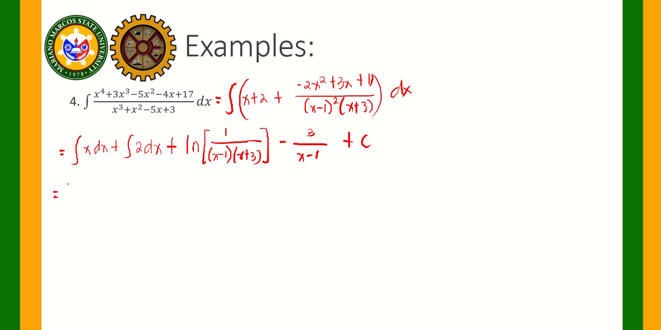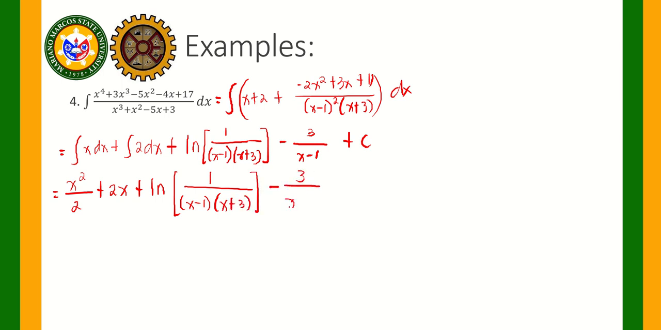So, if we integrate this one, this will be equal to x squared over 2. X dx is equal to x squared over 2 plus 2x. The integral of 2 dx is equal to 2x, and then we copy this one. And then plus ln of 1 over x minus 1 times x plus 3 and then minus 3 over x minus 1 plus c. So that is the final answer for example number 4.